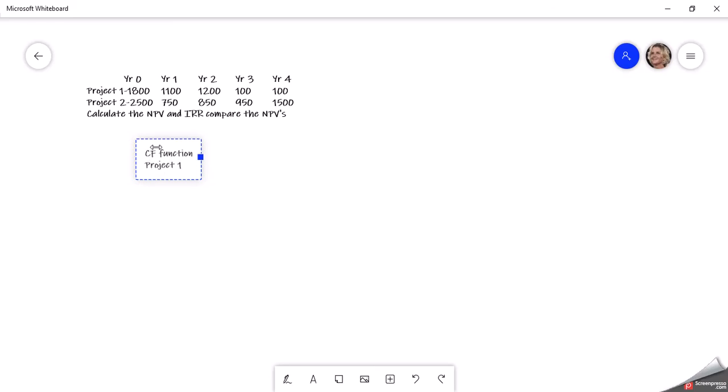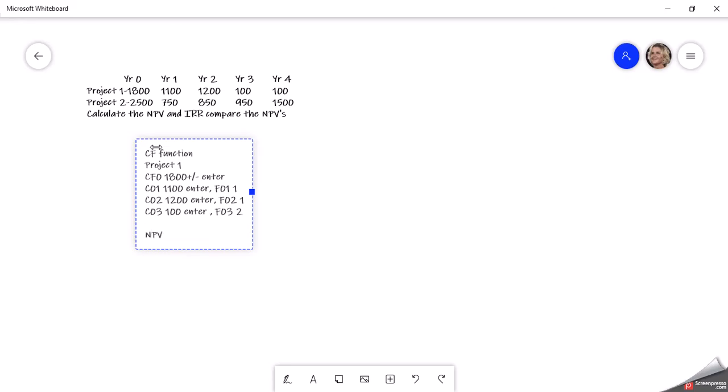So project 1, cash flow for year 0 is negative 1,800, and enter. The first cash flow is 1,100, enter, and that is a frequency of 1. The second cash flow is 1,200, hit enter, and that is a frequency of 1. Then our third cash flow is 100, hit enter, and that is a frequency of 2.